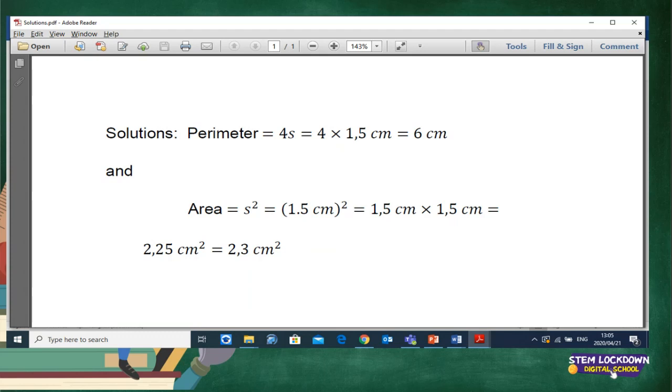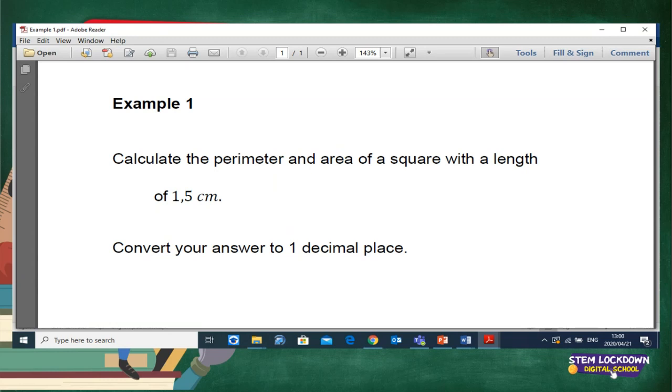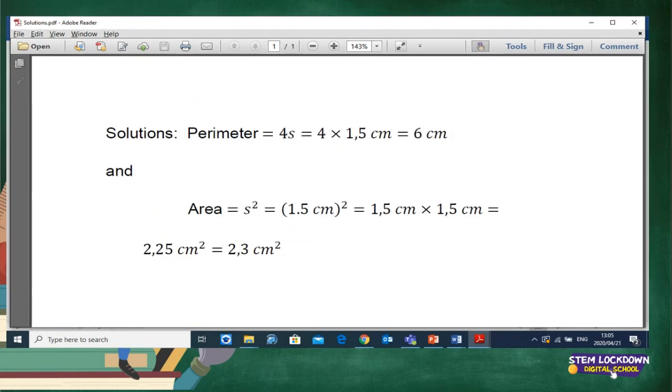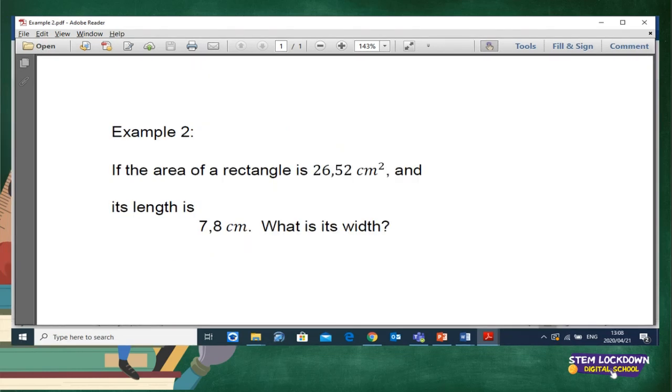Because remember, it's always important to check what the question says. Remember what the question was saying? Calculate the perimeter and the area of a square with a length of 1,5 centimeters. And of course, convert your answer to 1 decimal place. And what we have done at this point was to convert our answer correct to 1 decimal place in order to get 2,3 square centimeters.